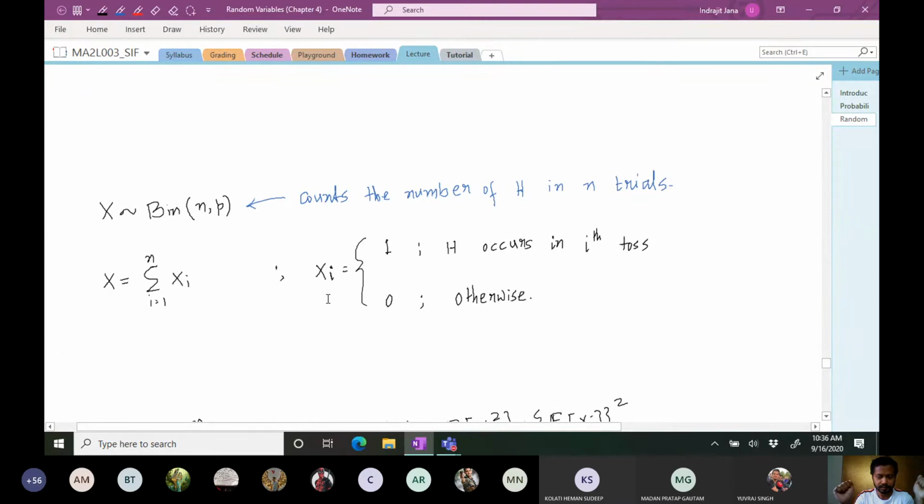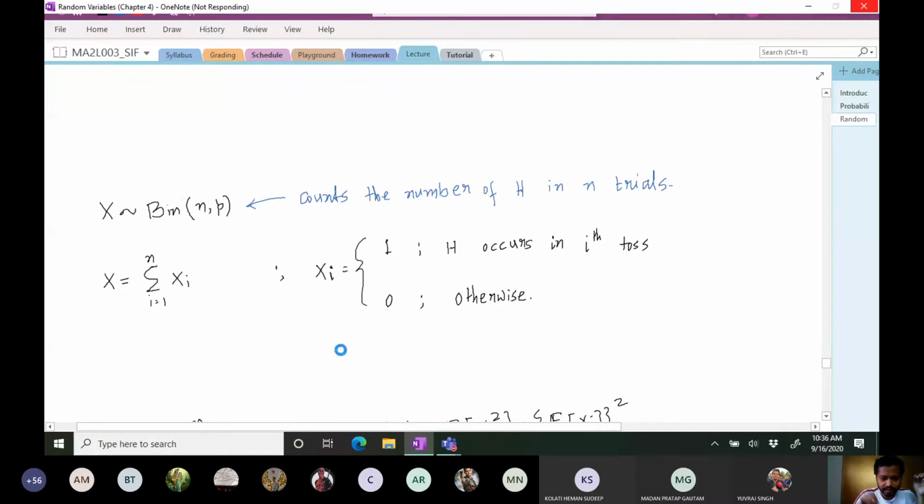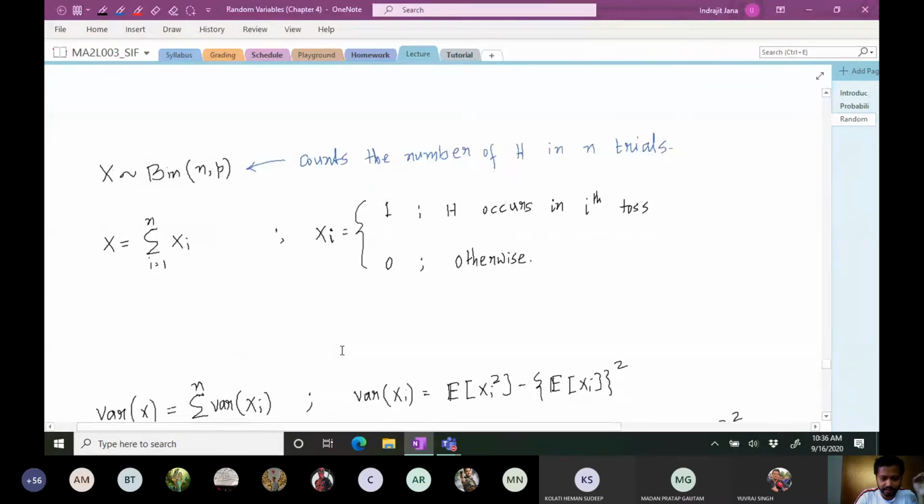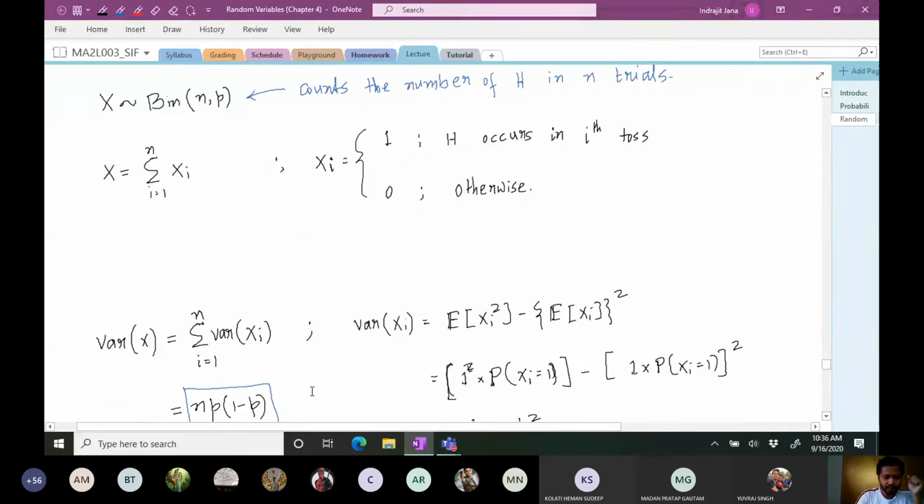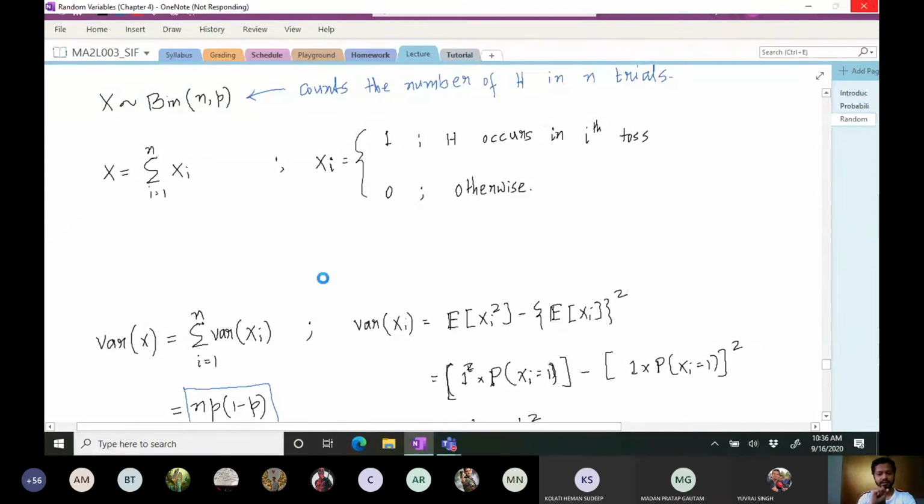The next important claim is that these Xi's are all independent, and therefore I can write the variance of X as the summation of the variances of the Xi's. Now if you ask, why are all of these Xi's independent? Let's think about what these Xi's are.